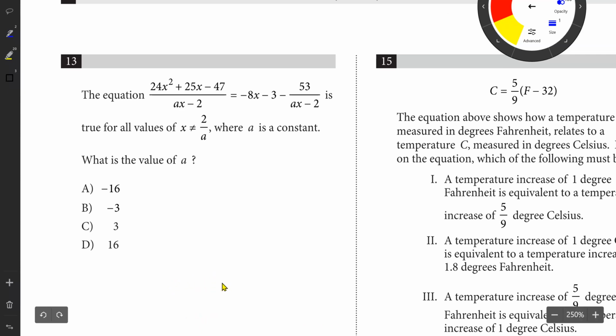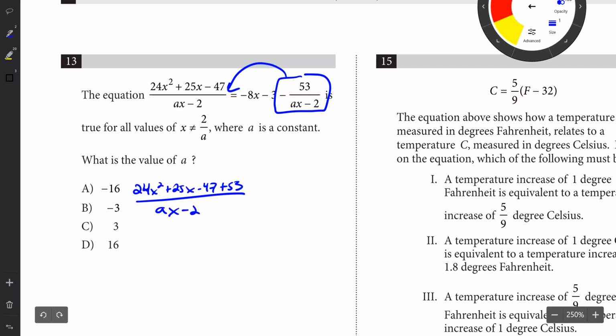Number 13 says you've got this equation. A is a constant. What is the value of A? This is a really heavy, pure algebra problem. You can see that this fraction, if I add it over here, will have common denominators, so I can add them together. So I'd have 24x squared plus 25x minus 47 plus 53 on top over ax minus 2, because those two fractions have common denominators, and I'm adding it over because it has a negative sign there. Equals negative 8x minus 3.